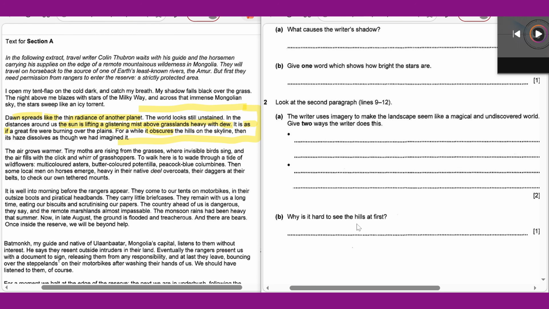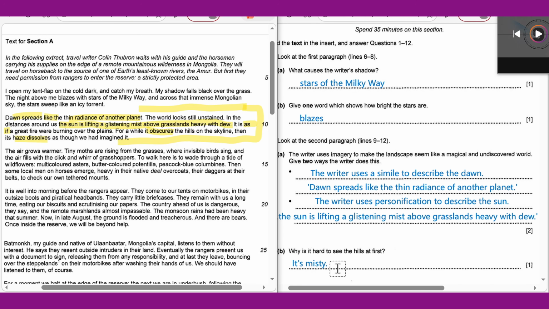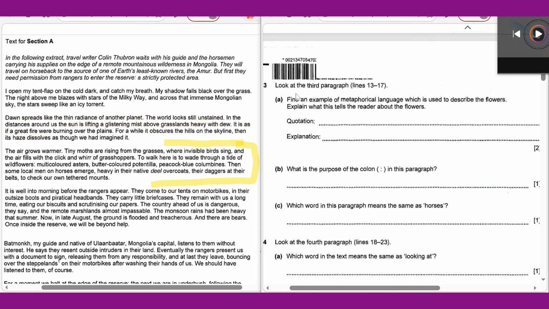Alright, let's move on. Okay, guys, still from the same paragraph, lines 9 till 12. 2b: why is it hard to see the hills at first? Okay, skim from here. Clearly, the answer is it's misty here. It obscured the hills on the skyline, then the haze dissolved. So it's because of the haze, there is a mist.